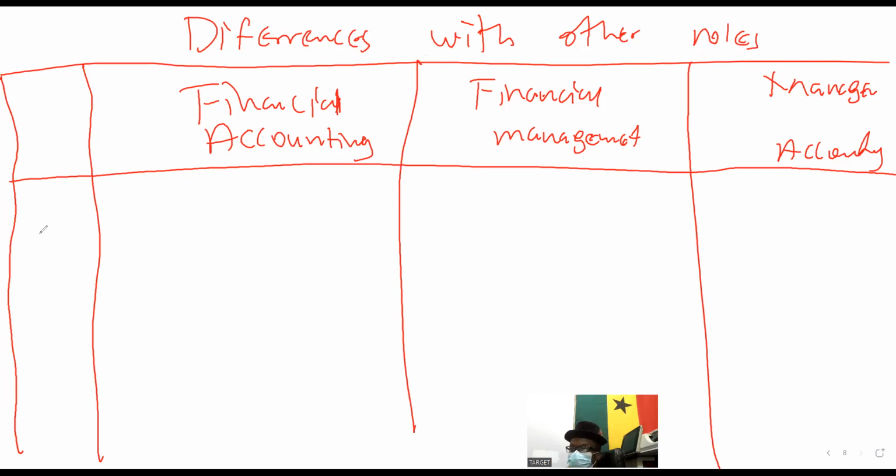Number one, tell me the objective of financial accounting. To provide information for decision making. So you must know the difference between them. And here it provides historical information.